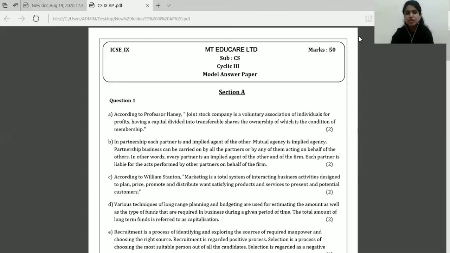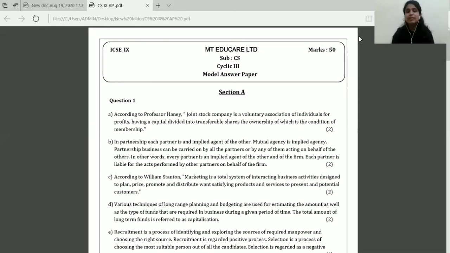Moving on to the next question, question 1C. Again, this is a definition: define marketing. You can choose any definition of your choice. We've taken William Stanton's definition of marketing. So according to William Stanton, again, inverted commas have to be there. The name of the person whose definition you're going to write has to be mentioned, and the definition has to be word to word exactly how it's mentioned, right? Moving on to the next question, question 1D.